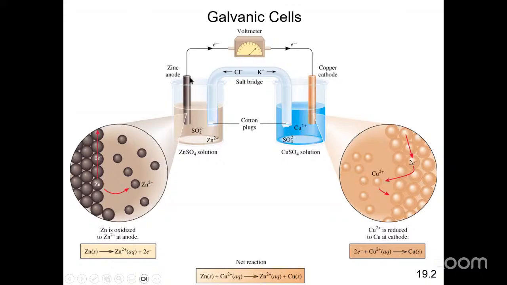We have a piece of zinc metal, which is dipped in the zinc sulfate solution on the left, and we have a piece of copper metal, which is dipped in the copper 2 sulfate solution on the right. And both metals are connected by an external circuit, which includes an instrument here, which if you have done any physics, you should be familiar with this.